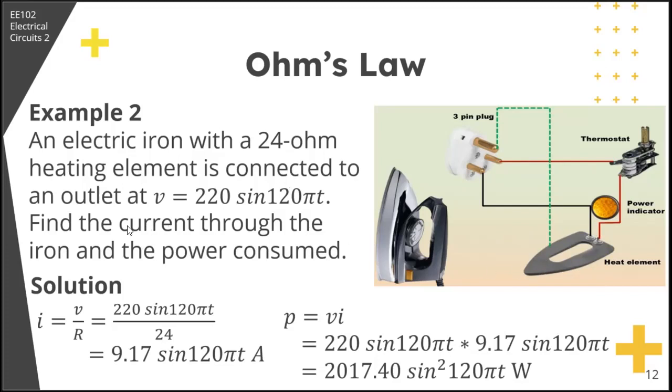Okay. We are to solve for current and power. To solve for I, from the previous example, I is just equal to V over R. So that's 220 sine 120 pi t over R, which is 24. So we have I equal to 9.17 sine 120 pi t amperes. And power is equal to VI. Hence, if we substitute, that's 220 sine 120 pi t times 9.17 sine 120 pi t. So power is equal to 2017.40 sine squared 120 pi t watts.